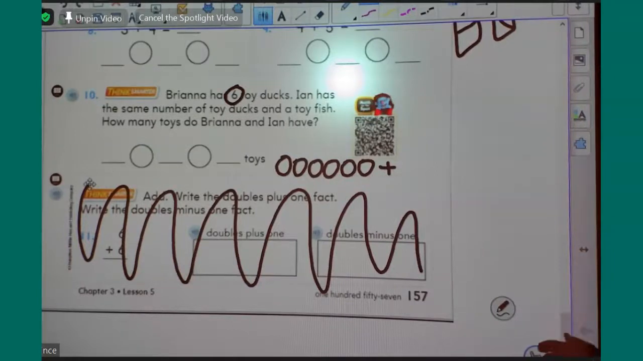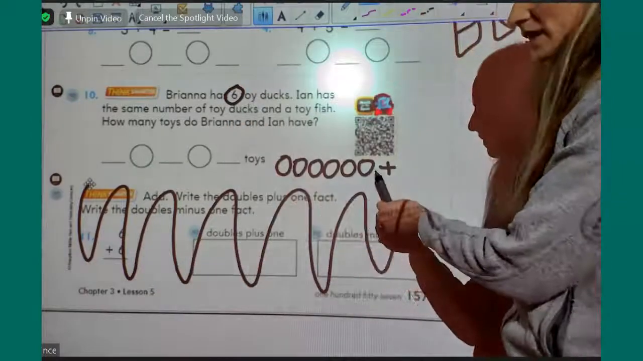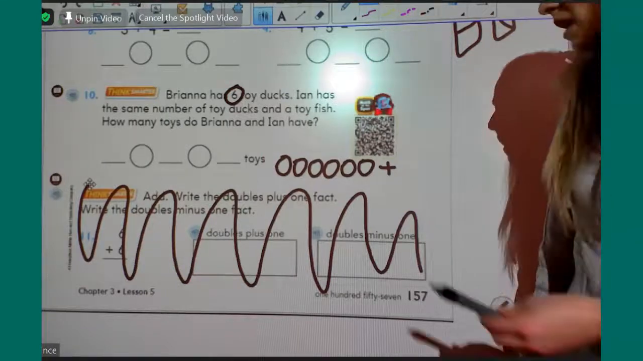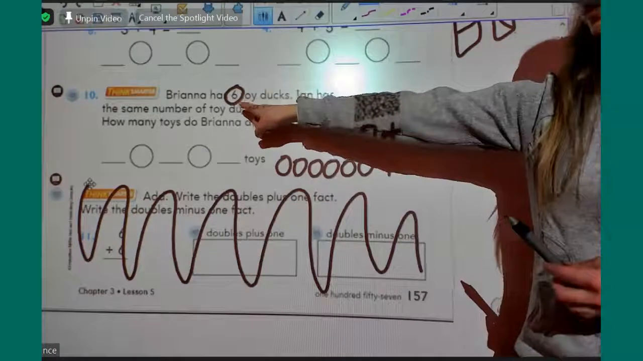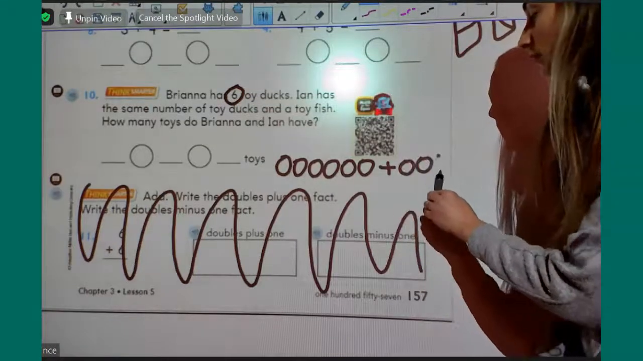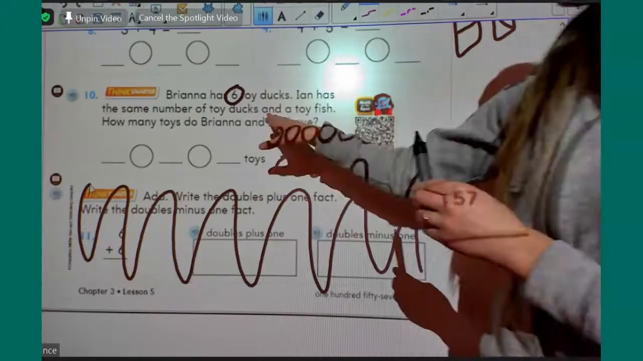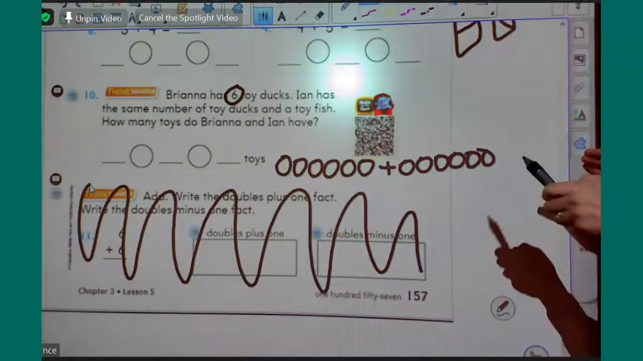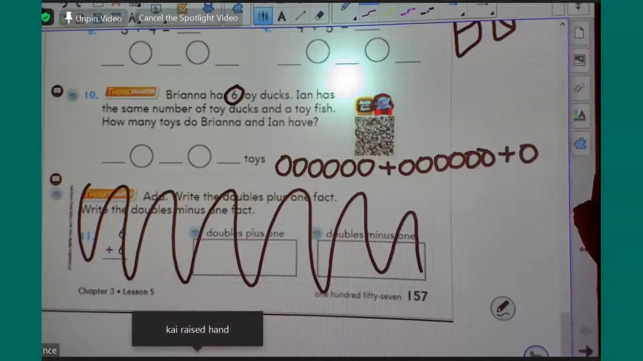Can you repeat that? Yes. So, Brianna has 6 toy ducks. Ian has the same number. So if Ian has the same number, how many should I draw for Ian? He has the same number as Brianna. 6. Good job. 1, 2, 3, 4, 5, 6. And a toy fish. So he has one more toy fish. So I'm going to add one more.